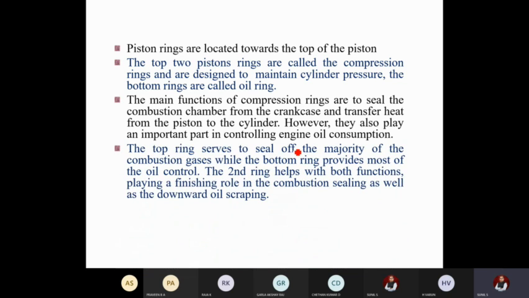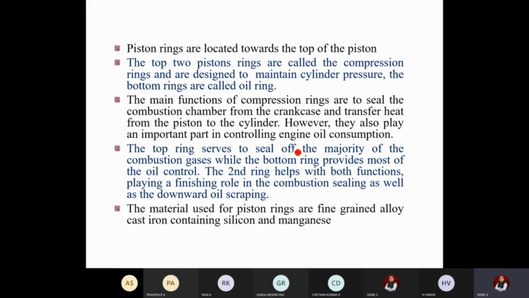The fourth point I've already explained to you. The top two rings serve to seal off the majority of the combustion gases, while the bottom ring provides the oil control. The middle ring, the second ring, does a dual function. It will also seal the combustion gases and also avoid the oil from leaking into the cylinder. Otherwise, engine oil will be consumed by the cylinder itself, which leads to damage to the engine.